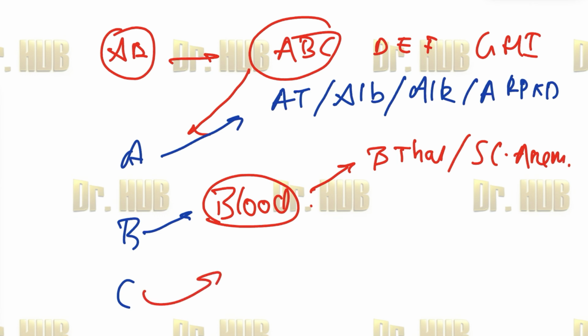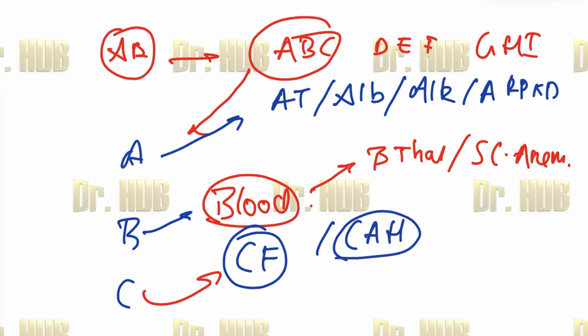Next comes C. The C is for cystic fibrosis, a very important disease. Cystic fibrosis is autosomal recessive, as well as congenital adrenal hyperplasia, in short known as CAH. So we finish the first segment, that is ABC.